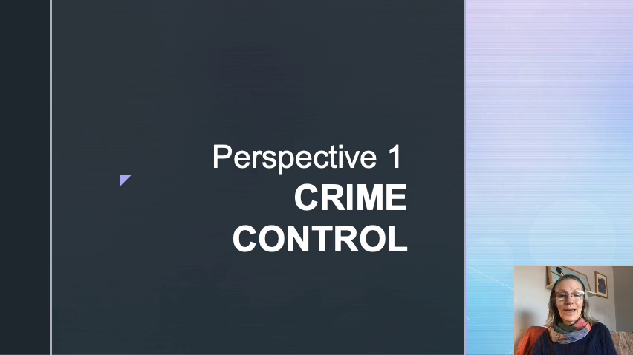All right, so let's take a look at perspective 1, the crime control perspective. And I think it's fair to say that the crime control perspective is the dominant perspective in the United States today.